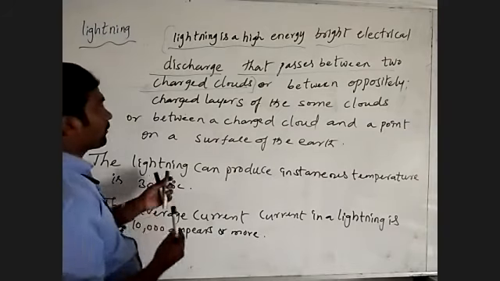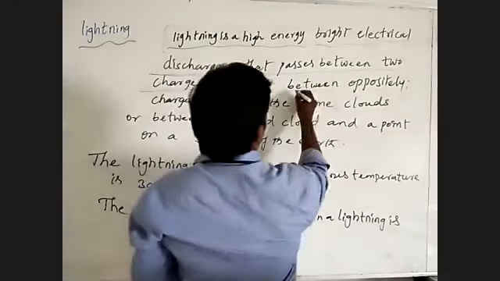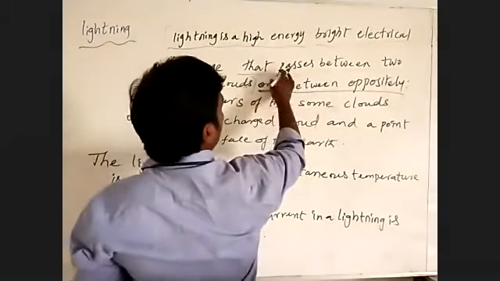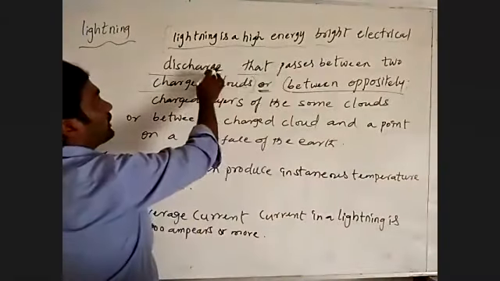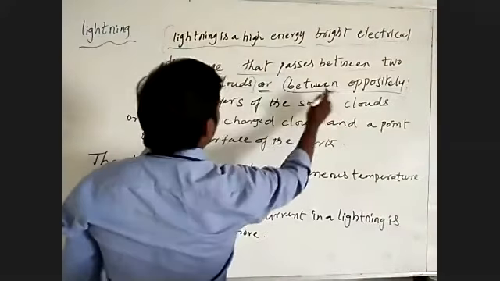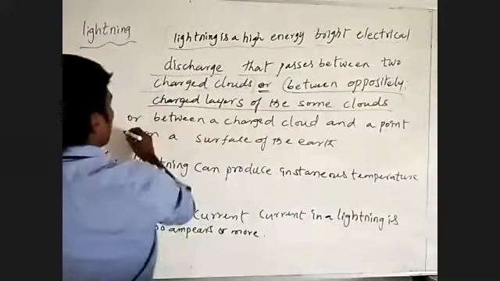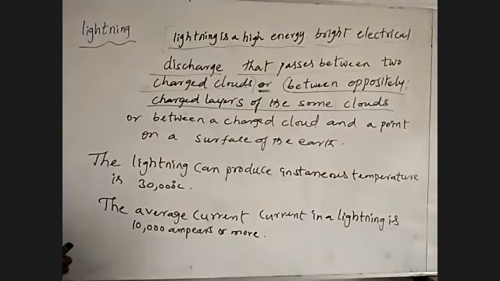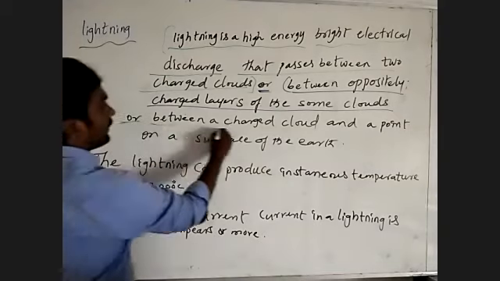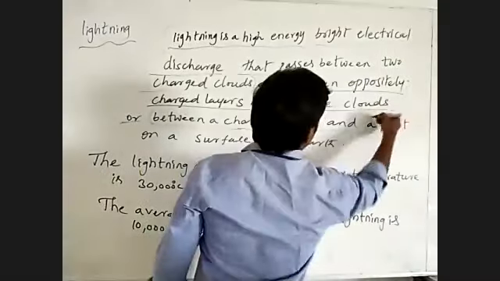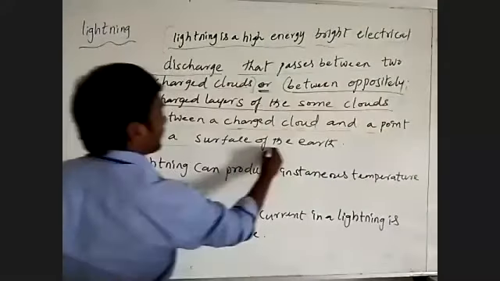Coming to that, one more: electrical discharge that passes between two oppositely charged layers of some clouds. That also we can talk about. And coming to that, or between a charged cloud and a point on the surface of the earth.